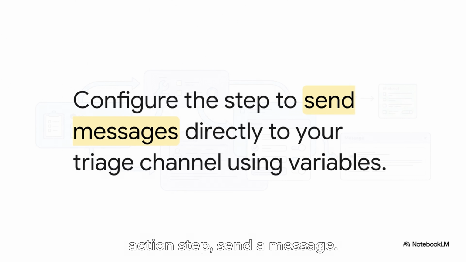Finally, we add our action step, send a message. We configure this to post directly into a dedicated triage channel. Let's call it #bugs. Using those dynamic variables we talked about earlier, you just map the answers from the form directly into a beautifully formatted message. So it'll automatically spit out: new bug reported by username, severity high, description, their text. It literally takes minutes to set up, but I promise you it saves hours of frustration.